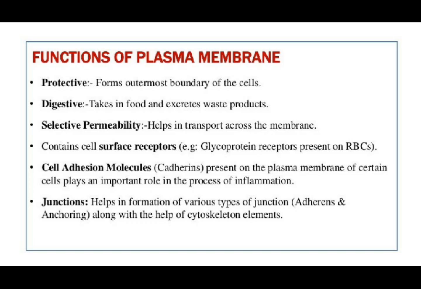Cell adhesion molecules present on the plasma membranes of certain cells play an important role in the process of inflammation. Junctions help in formation of various types of junction, adhering and anchoring, along with the help of cytoskeleton elements.